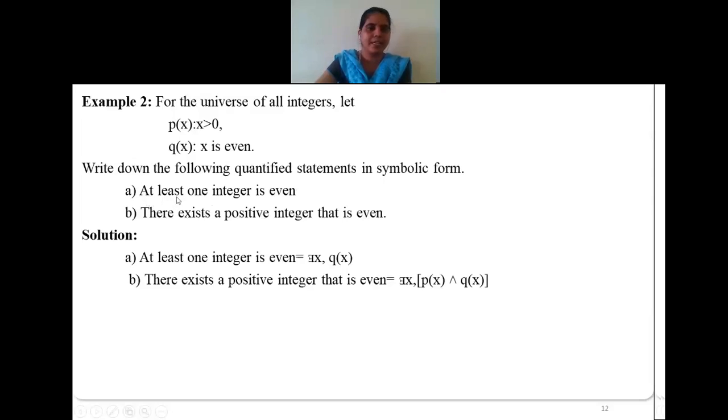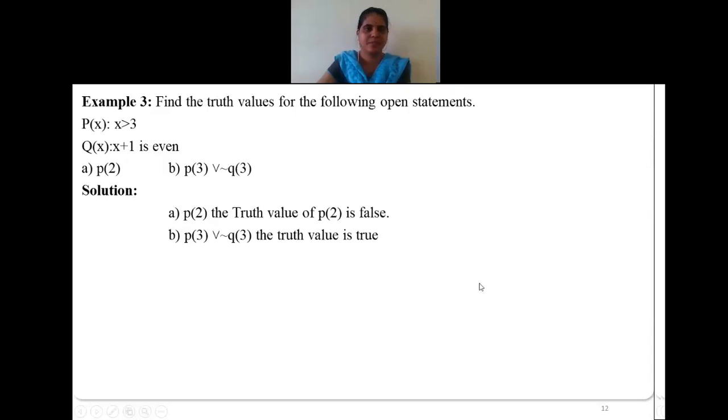They have asked: at least one integer is even. At least represents what? There exists x, x is even. This is a predicate Q, or open statement Q, so we can represent it as there exists x, Q of x. There exists a positive integer that is even. Again the symbol is there exists. Positive integer means it should be greater than 0, so it is P of x, and that is even, so it should be positive as well as even, meaning P of x and Q of x.